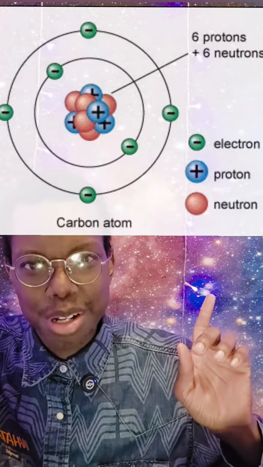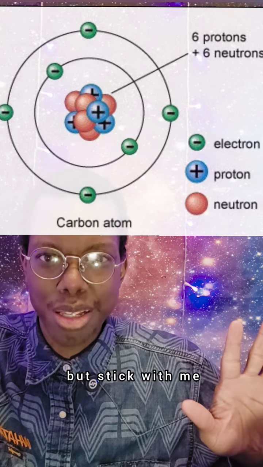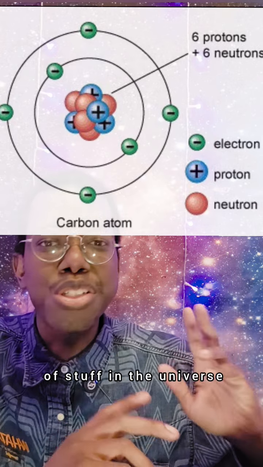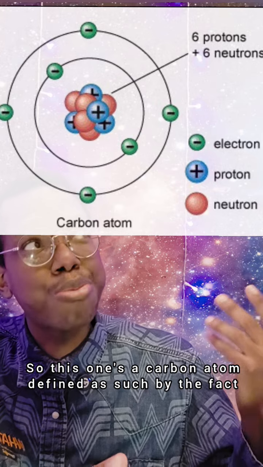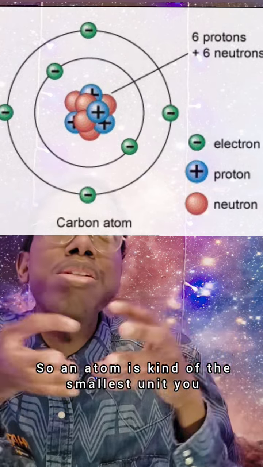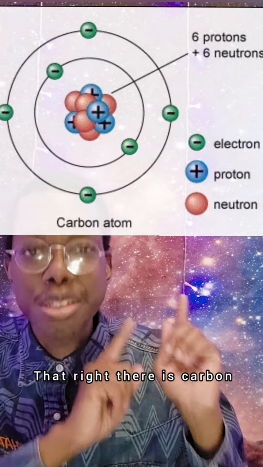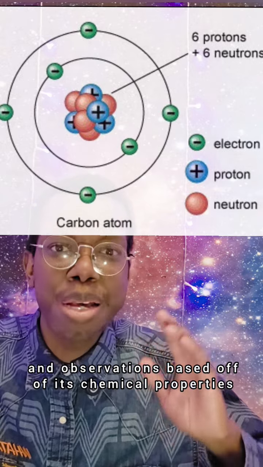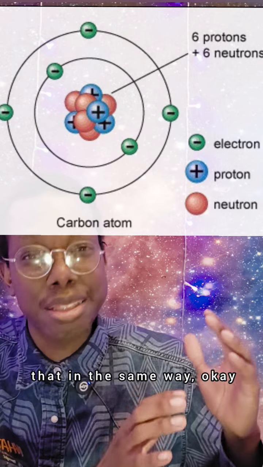Here's an atom. Okay. Maybe you weren't thinking we were going to go chemistry, but stick with me. So this is kind of the basic building block of stuff in the universe. This one's a carbon atom, defined as such by the fact that it's got 6 protons in the middle there. So an atom is kind of the smallest unit you can point at and reliably say, okay, that right there is carbon, and it behaves like carbon. And you can make predictions and observations based off of its chemical properties. Once you get smaller than this scale, you can't really do that in the same way.